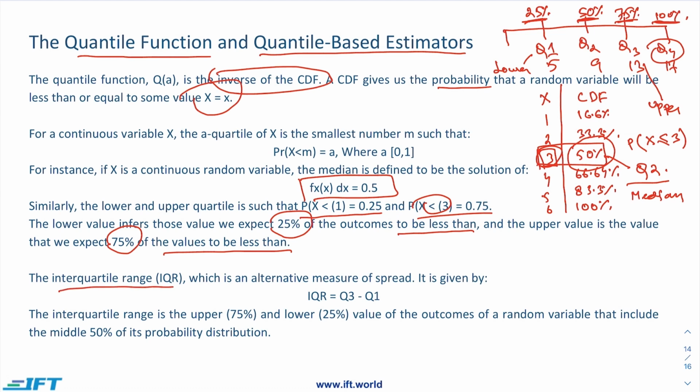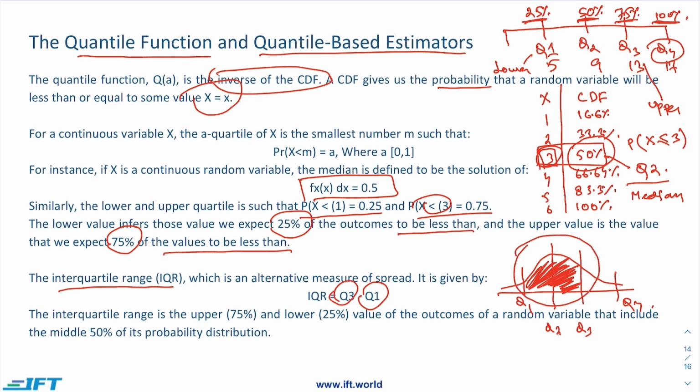Now interquartile range is calculated using the difference of quartile 3 and quartile 1. It gives us the dispersion of the distribution. Here we have quartile 1, here we have median or quartile 2, here we have quartile 3, and here we have quartile 4. This portion, quartile 3 minus quartile 1, gives us an idea about the distribution, how many values lie between these two quartiles. It also includes the middle or the median of the distribution as well.